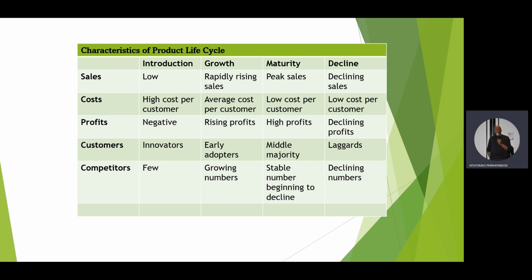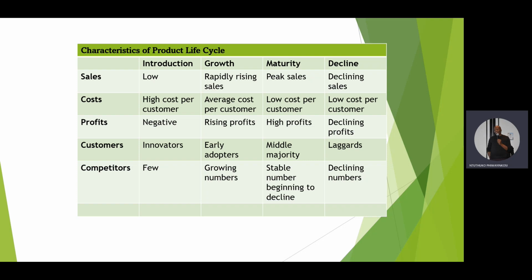The number 5 or the 5th characteristic of the product life cycle is competitors. Under the introduction phase, there are few competitors. Why? Because nobody knows about your product. You are introducing a new product to the market, so no one knows about it. And then under growth, that's when the competitors will start paying attention. There will be a growing number of competitors. And then under maturity, there is a stable number beginning to decline.